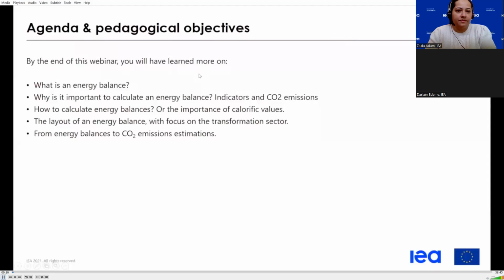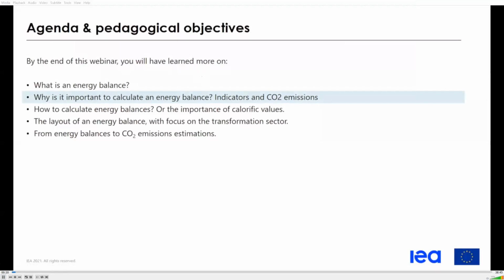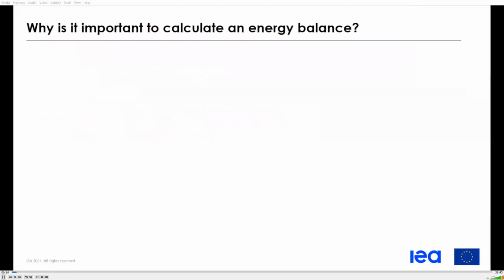Now, let us see in more detail the importance of calculating an energy balance and what you can derive from it, such as generating indicators for analysis and CO2 estimations. The energy balance is a way of reporting energy data in a common unit and with products aggregated by category. It has many benefits and uses.